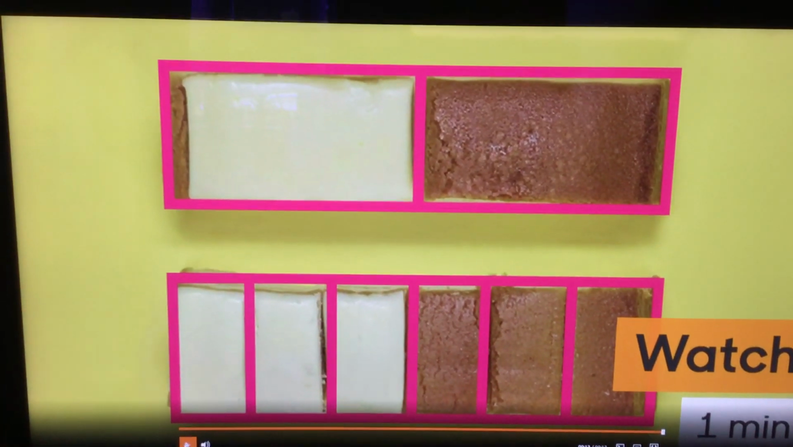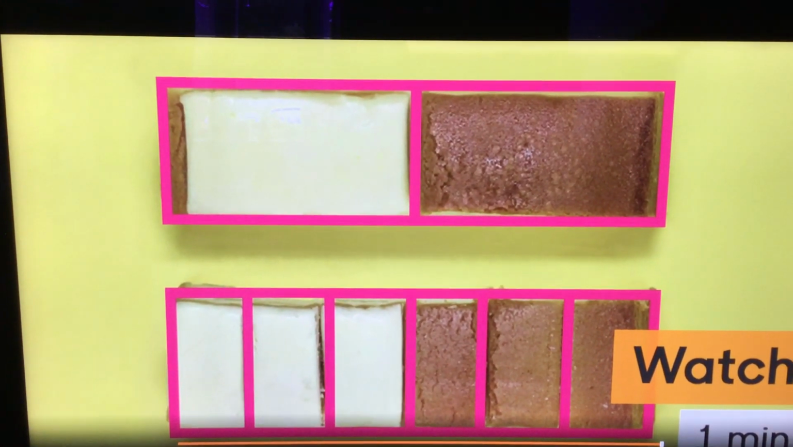Good luck, and I'm looking forward to see how you're getting on with your equivalent fractions.